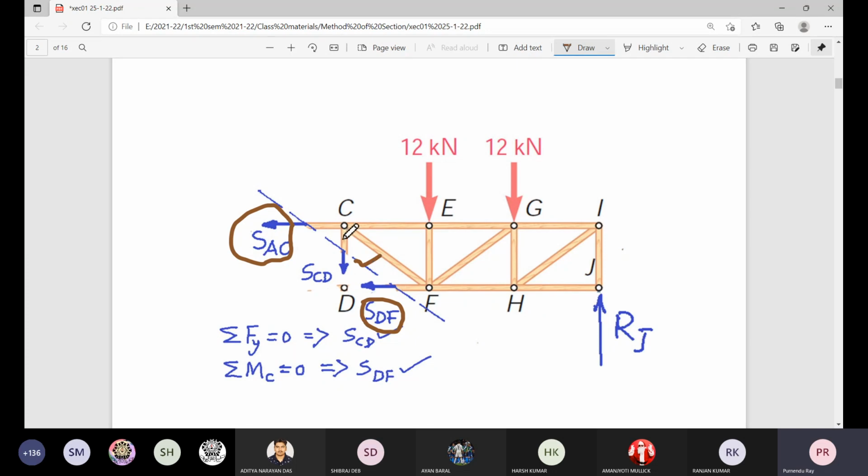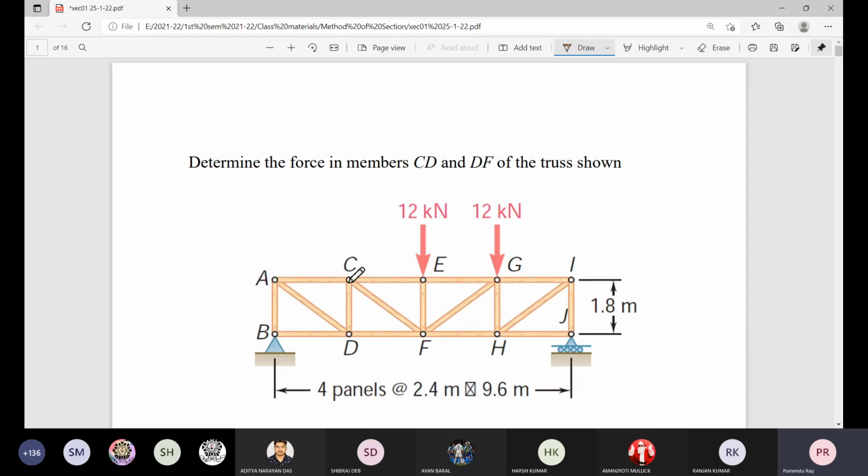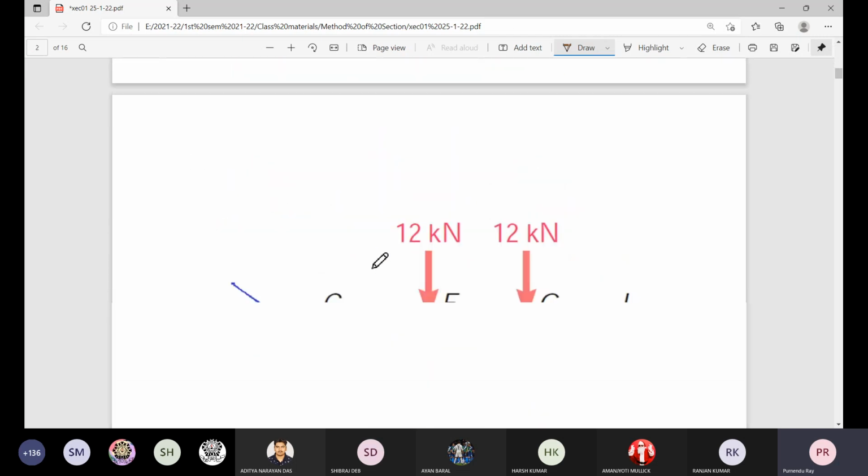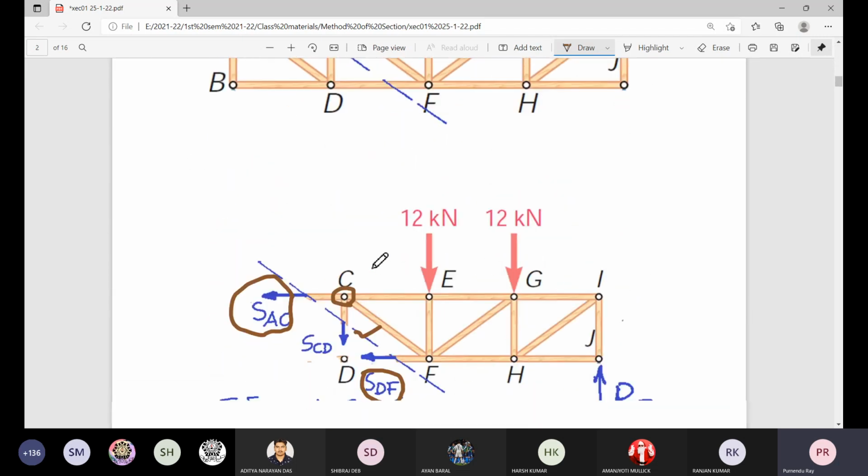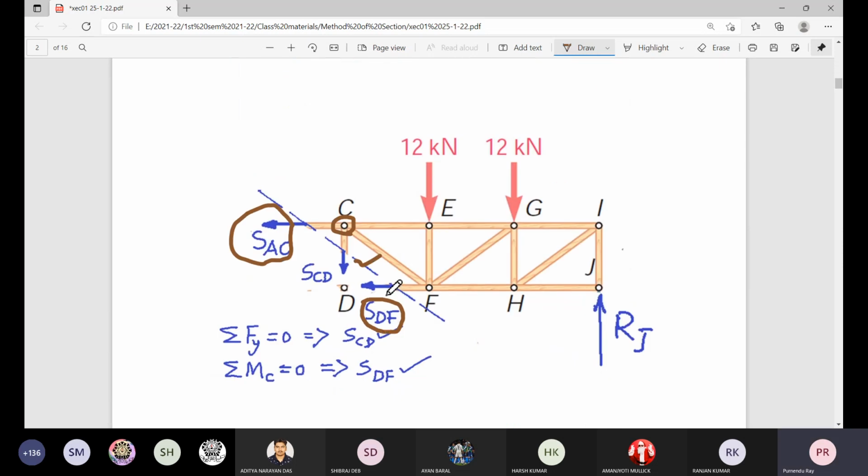So the other two members should be eliminated in some clever manner. If we can identify the point of intersection of the other two forces, then directly from the equation sigma MC equals 0, we'll get the value of DF. The only thing you need to find is the perpendicular distance. For this case, it is given directly, most likely 1.8 meter. So SDF multiplied by 1.8 meter, clockwise.